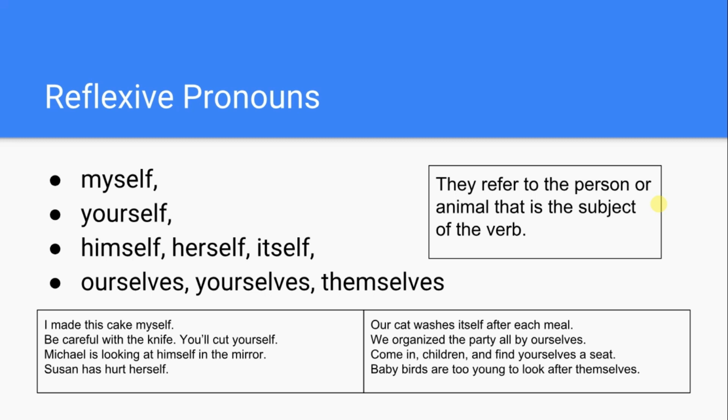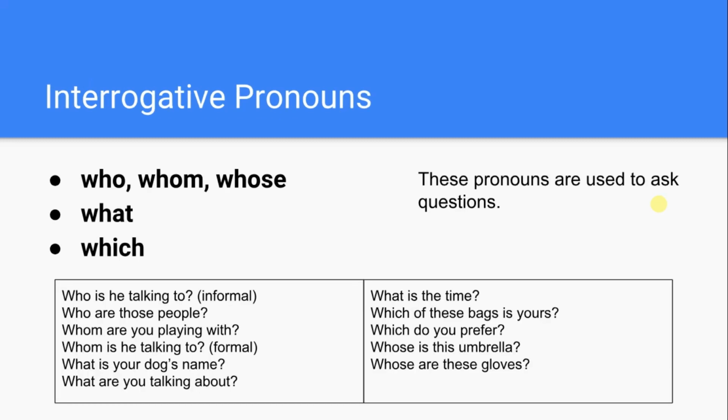Next is interrogative pronouns. Now these are the pronouns that are used in the questions. These pronouns are used to ask questions. So words like who, whom, whose, what, and which are interrogative pronouns. Wherever the word interrogative comes, it means questions, questioning.